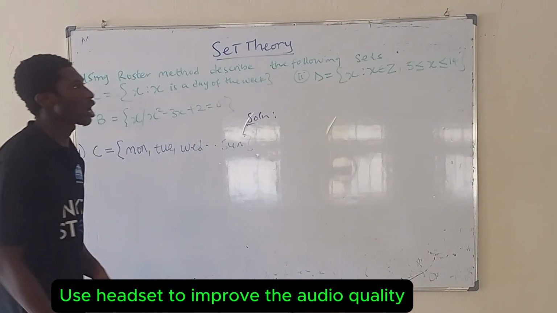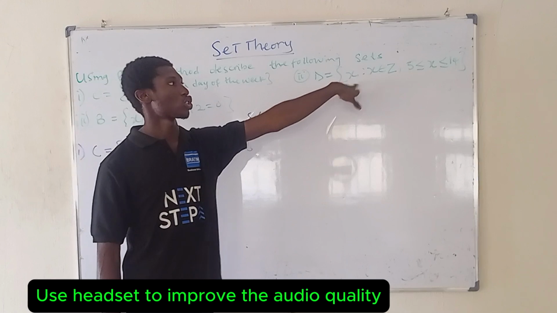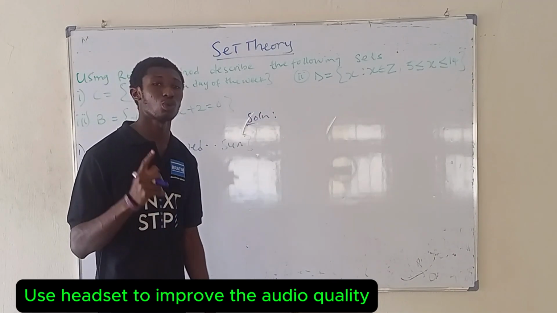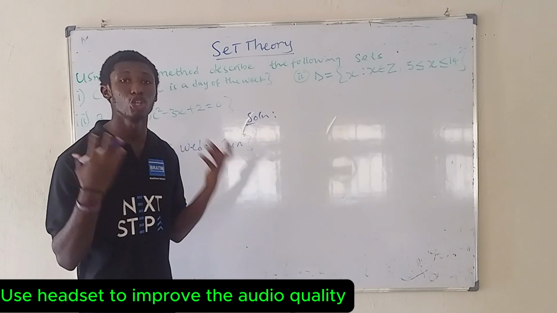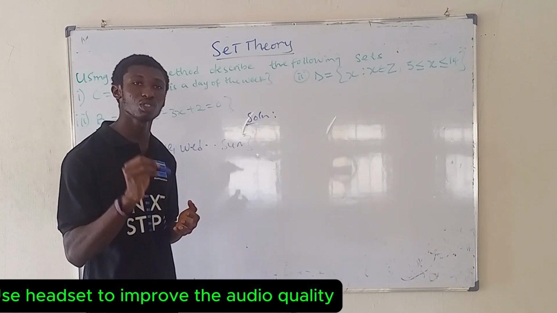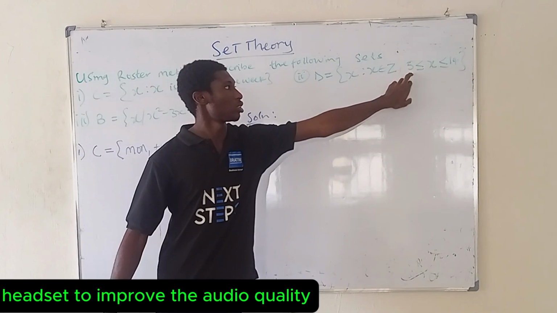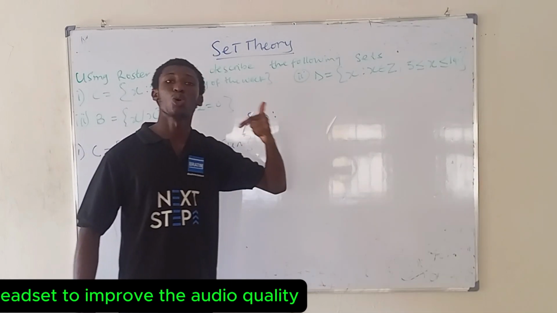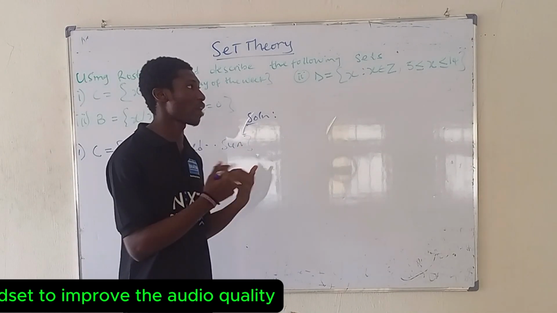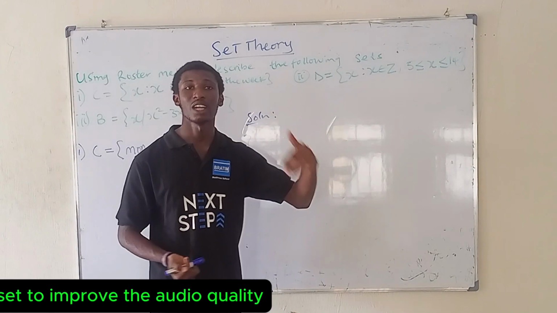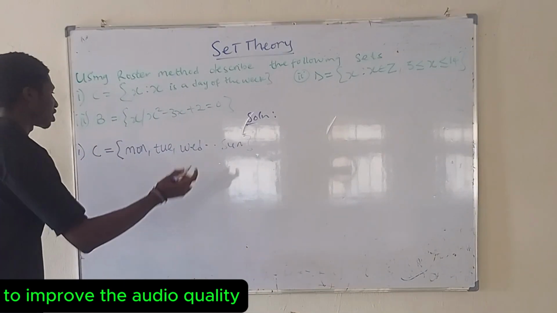So it must be Monday, Tuesday, Wednesday, Thursday, Friday, Saturday, Sunday. The next one we have is a set of all x such that x is an element of the integers. And integers are positive and negative whole numbers, where x is greater than or equal to 5, that means 5 inclusive, and less than or equal to 14. So we are just asked to list it in this form.